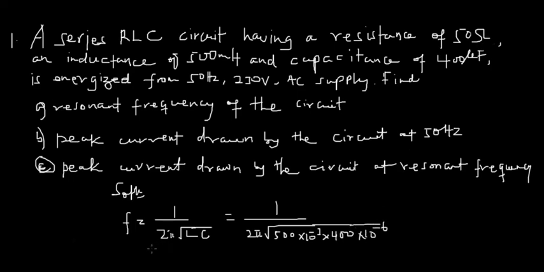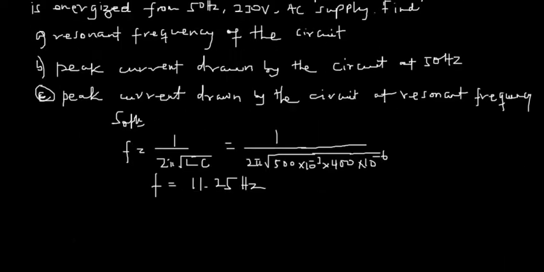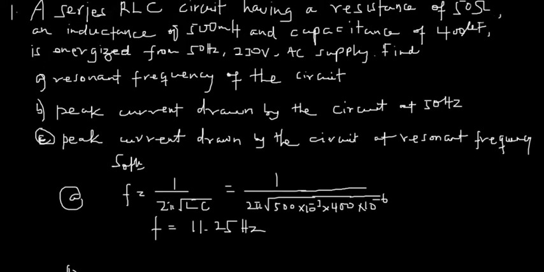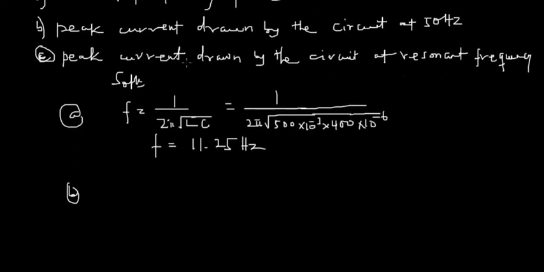When you compute all of this, you end up with 11.25 hertz. That will be our resonant frequency, our answer A. You can notice that A is quite straightforward. Now let's look at B, the peak current drawn by the circuit at 50 hertz.